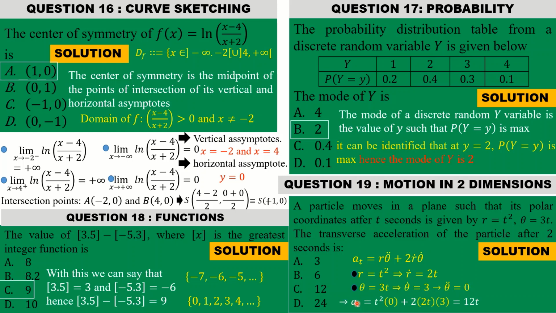So with that, we get the transverse component of the acceleration as r theta double dot. Theta double dot is 0, so this just gives us 0, though r is t squared, plus 2 times r dot, which is 2t, and theta dot is 3. Doing that, we get 12t. Then we have to find this transverse component after 2 seconds. It means after 2 seconds, our a theta by replacing t with 2 is just 12 times 2, which is 24. So the correct response is D.